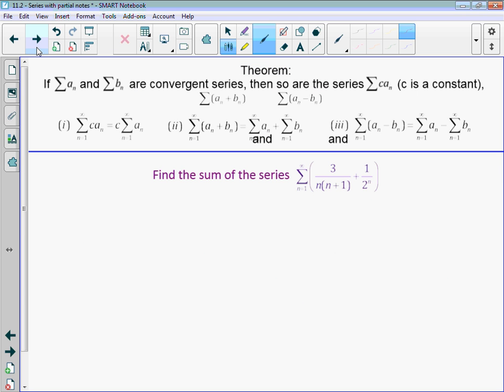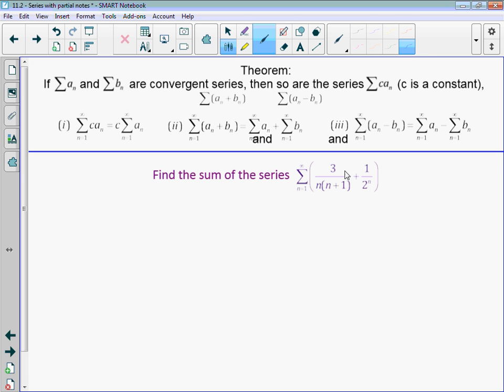Our theorem here says if we know this sum and this sum are convergent series, if we add them together, it's also going to be convergent. If we subtract them, it's also going to be convergent. You're just subtracting numbers. If you have a constant in there times a convergent series, you can just take the constant out and times it by what the series is. So it's very similar to other rules that we use in calculus.